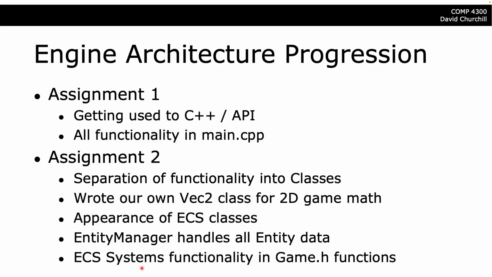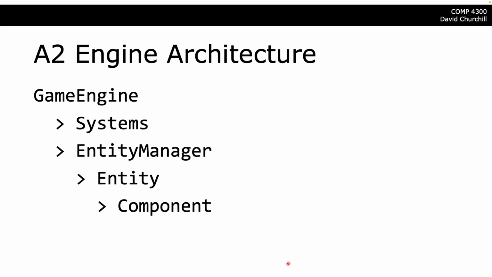And the ECS systems functionality is going to be in this game object that's going to handle the main gameplay for our game. So what we have, if we want a high-level overview, is this game engine that's going to be the game class. The game class is going to have a bunch of functions, and those are the systems, like a movement system, a collision system, etc. It's also going to store the entity manager, which holds our entities, and the entities are going to hold our components. And so that's the high-level structure of the data for our assignment.